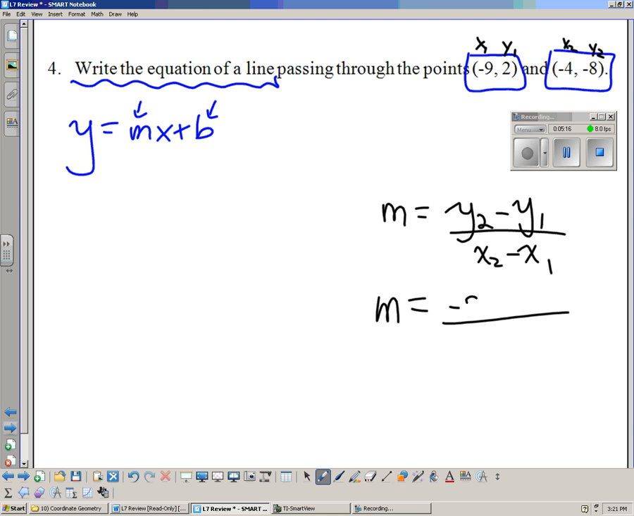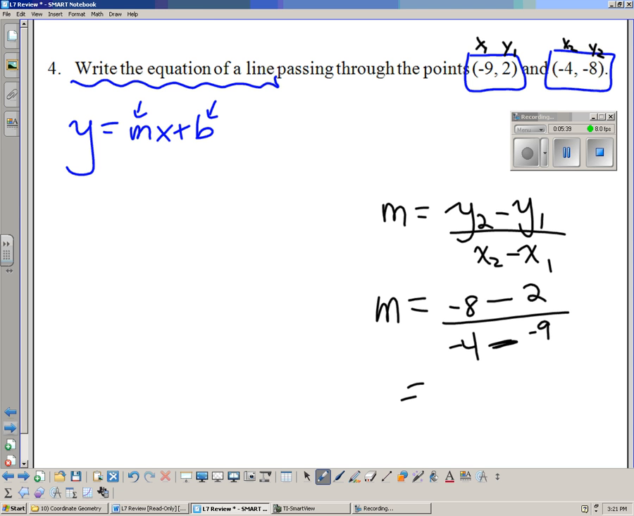So y2 is negative 8 minus y1, which is negative 9, over x2, oh, sorry, not negative 9. That's bad. Negative 8 minus 2 over x2, which is negative 4, minus from the formula, negative 9. And this is the other thing. People are just messing up their integers. That's something that you have to just be careful with.